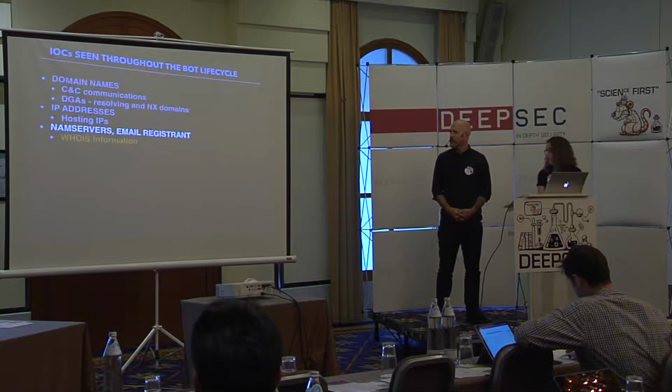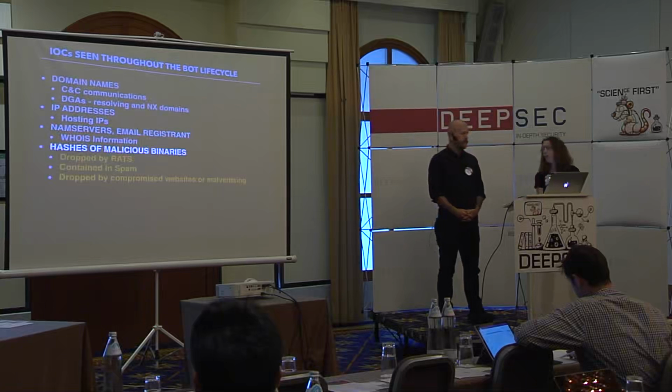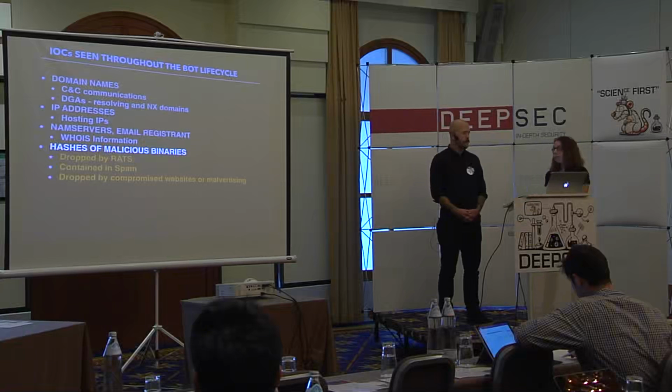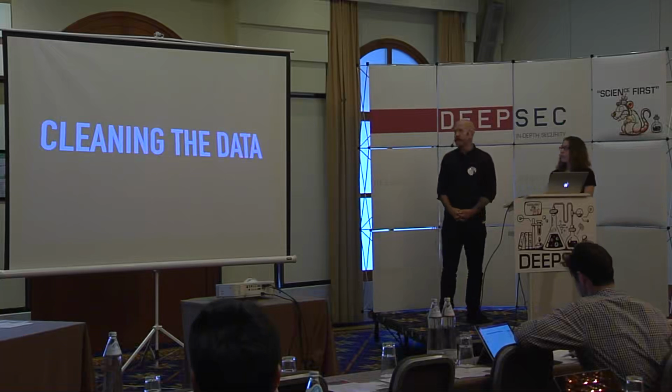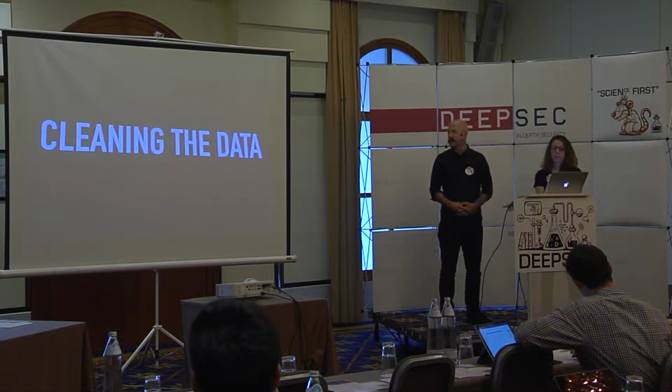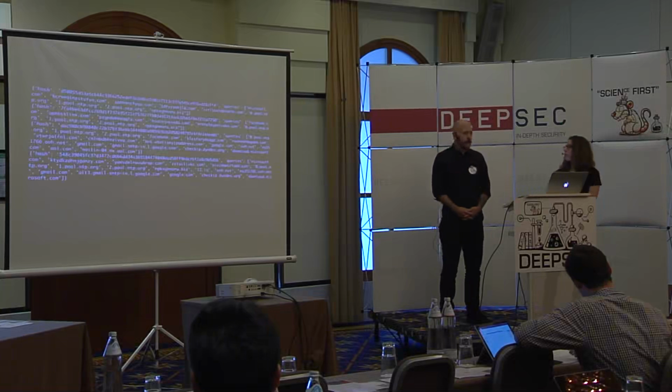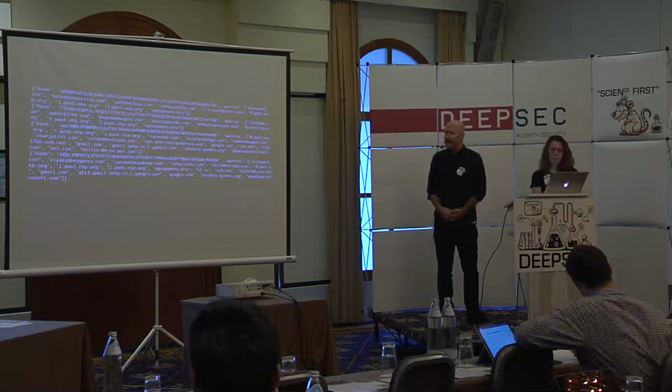From the name servers and the email registrant, we'll use whois information. And then when we get hashes, this is typically what we see dropped by RATs contained in the spam, or dropped by a compromised website, or through malvertising. A lot of the process is cleaning the data. I feel like this is something you have to do with everything you do in security. You have to take it and manage it somehow.